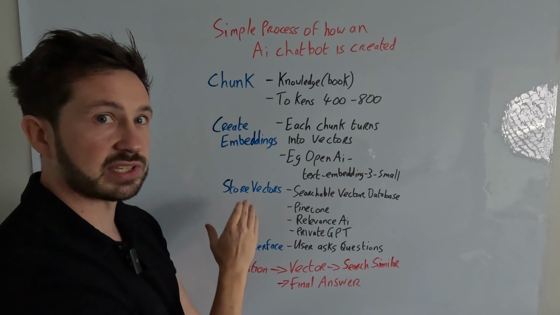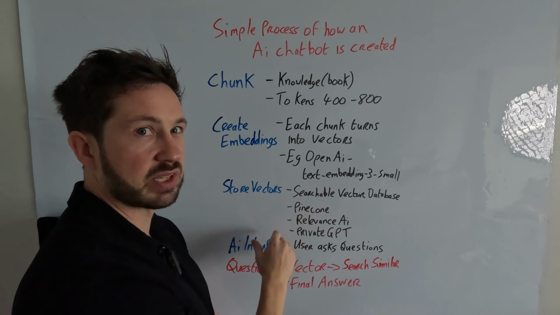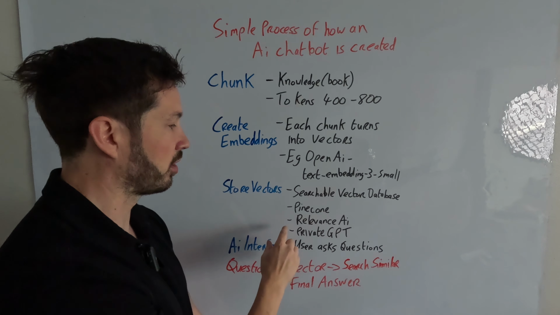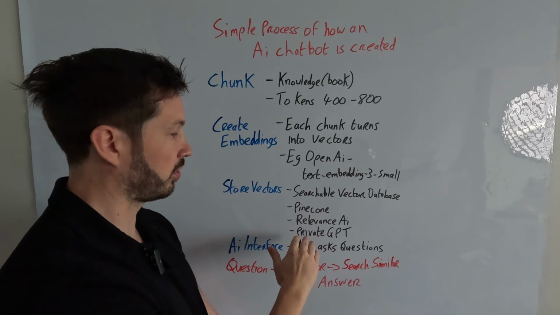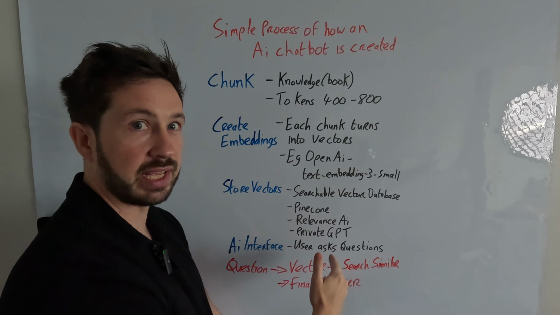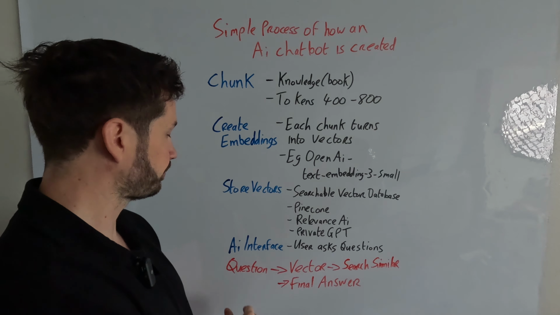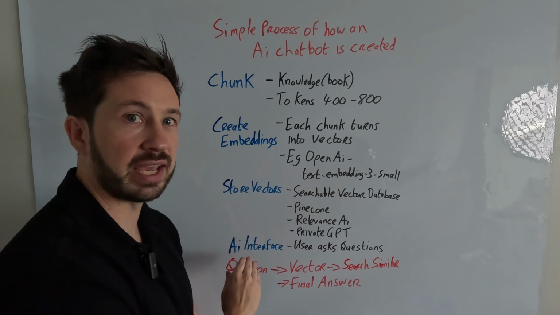But then the next thing was we store these vectors in a searchable vector database. So more complex ones, something like Pinecone. Other ones, like a simpler, lower code one, is Relevance AI. Of course, there's more. And then private GPTs, like OpenAI, if it's a more simple one, they'll handle most of that for you. So then the next thing is we need an AI interface.